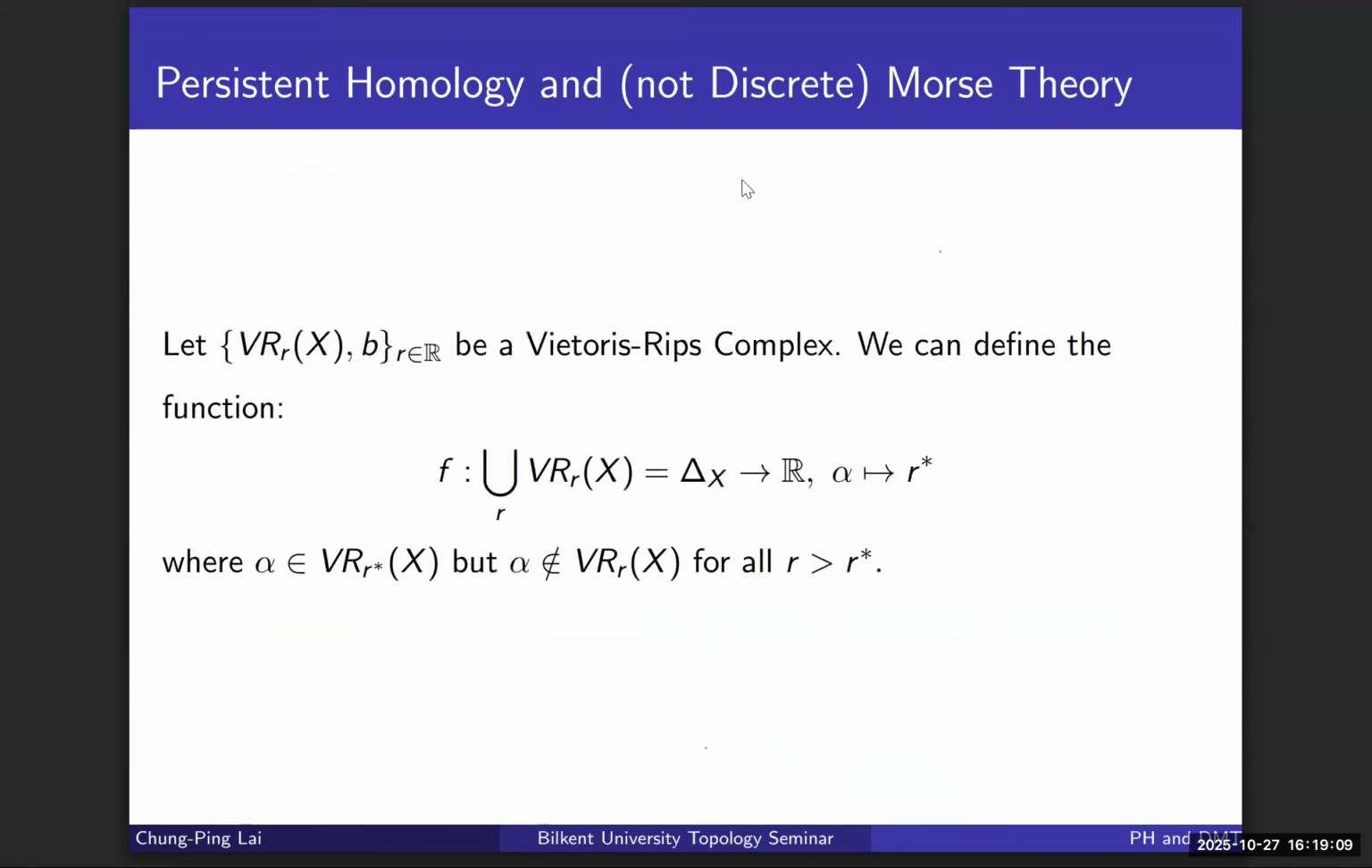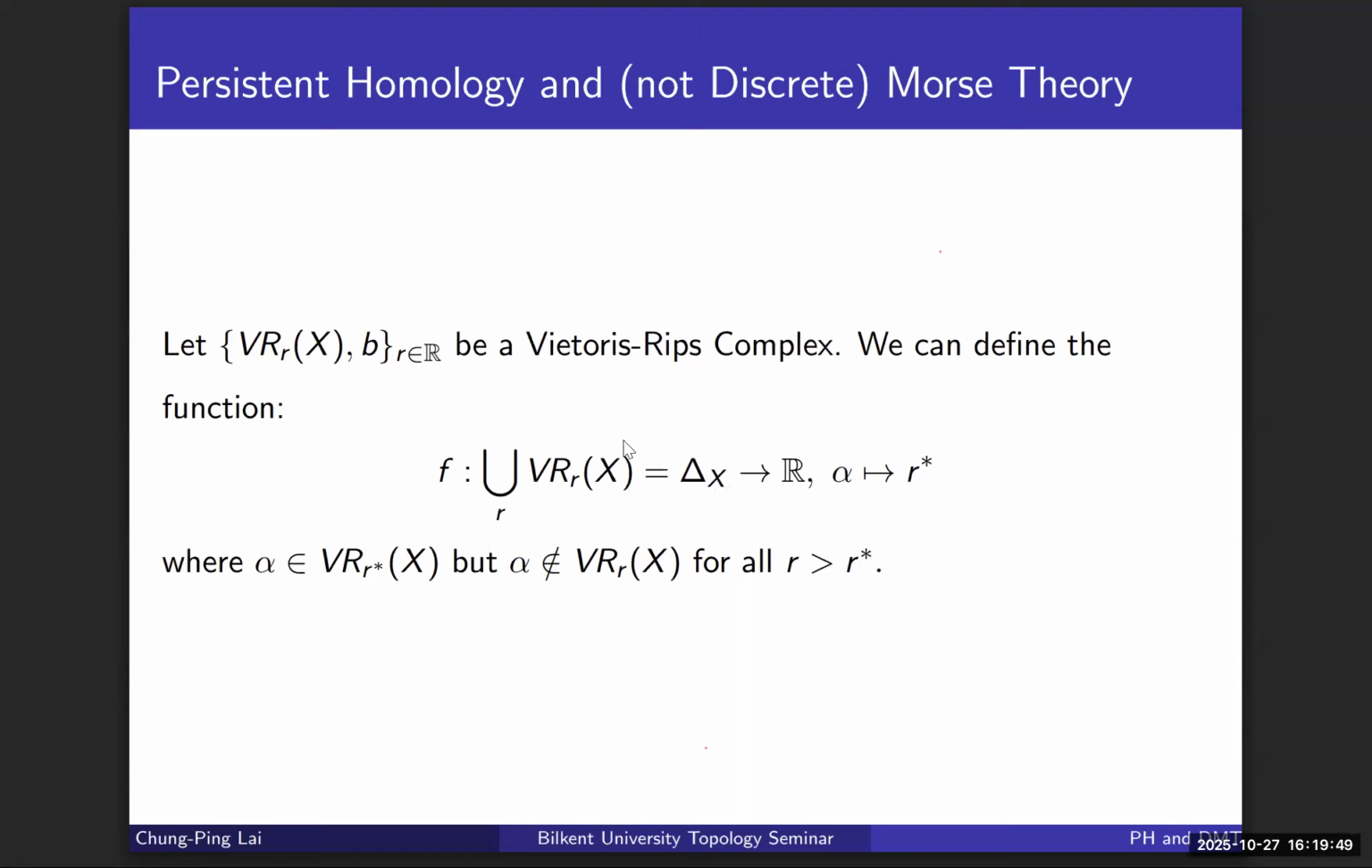I'm going to write this out. We have the Vietoris-Rips complex here as we previously defined. Then we can define this function, which is from the union of all Vietoris-Rips complexes. Remember, when we have a really huge radius, every vertex is well connected. So what we actually get at the end is just a single simplex, which has every element of X as its vertex, right?